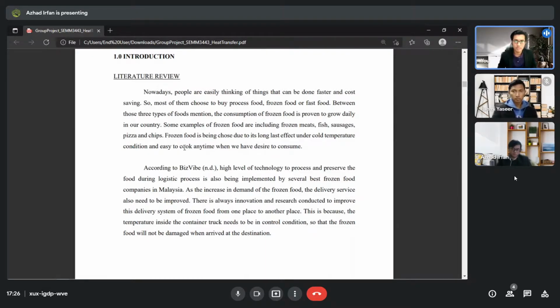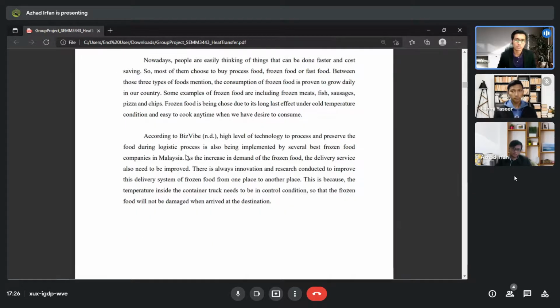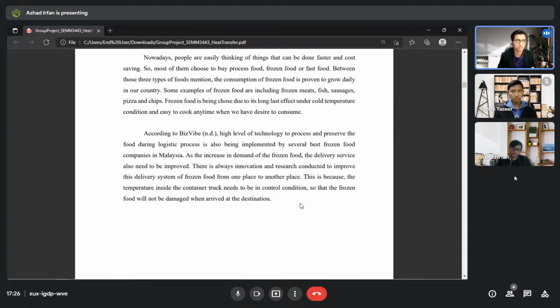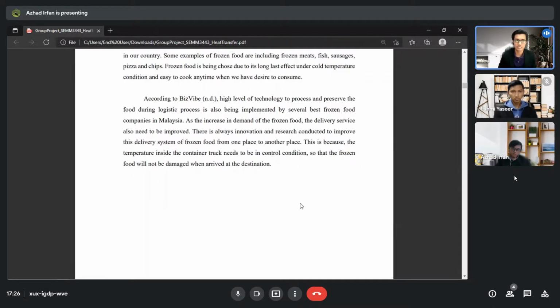So as the demand for frozen food is growing, the delivery service of frozen food also needs to be improved, because the temperature inside the container of the frozen food is critical, and we need to have it in a controlled condition so that the frozen food will not be damaged when it arrives at the destination.